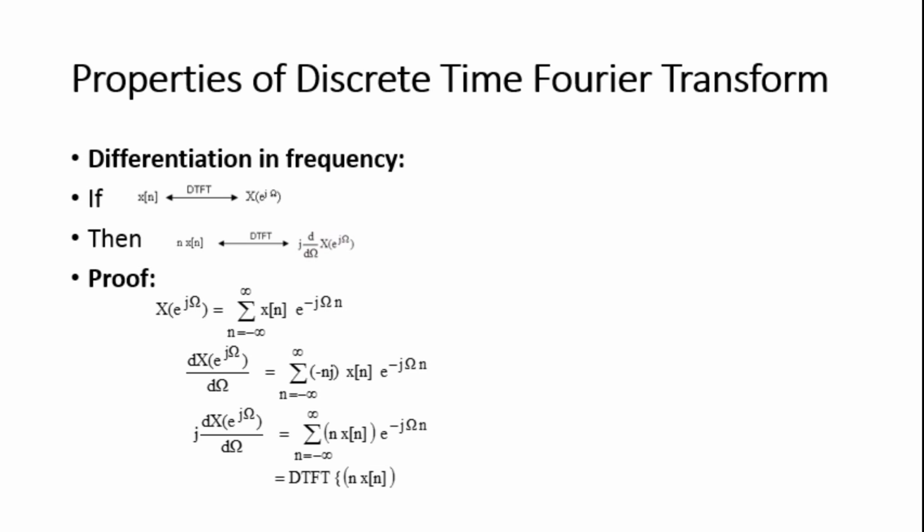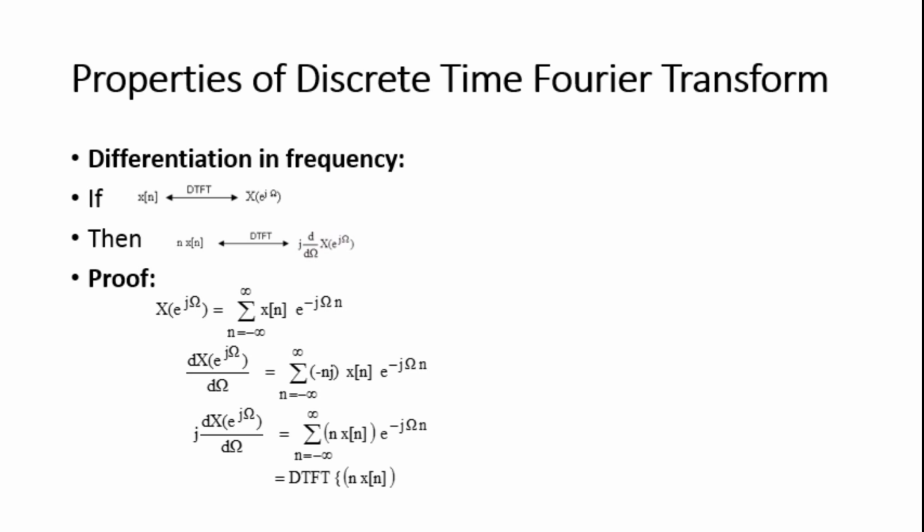Next property is differentiation in frequency. Statement for this: if we take the DTFT of x of n, we'll get X of e power j ohm. Then the DTFT of n into x of n is equal to j into d by d ohm of X of e power j ohm.